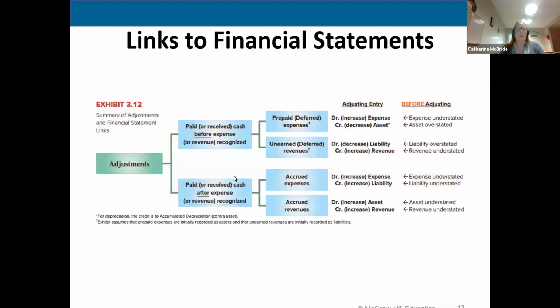One of the questions on the quiz is about what type of adjusting entry has something that happened before, and that's prepaid expenses and unearned revenue. Then accrued expenses and accrued revenue didn't have anything that happened before. Okay, the next video is going to go over the trial balance and the financial statements.